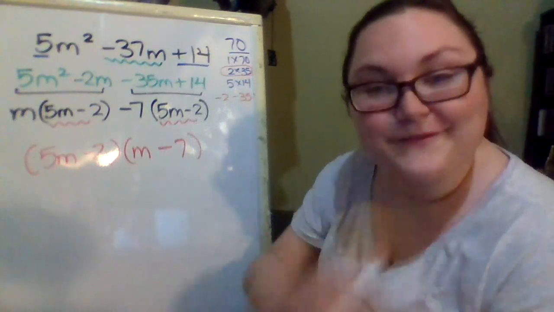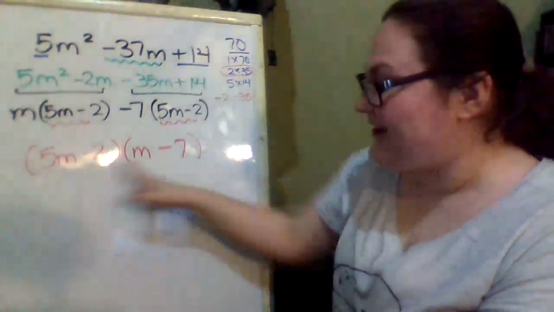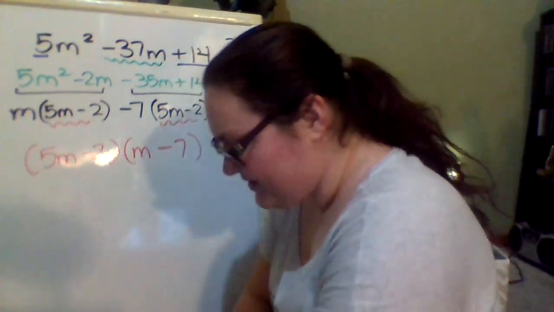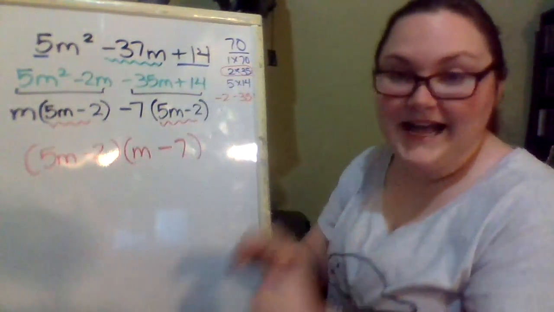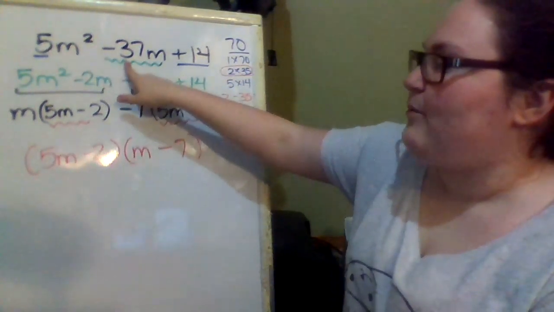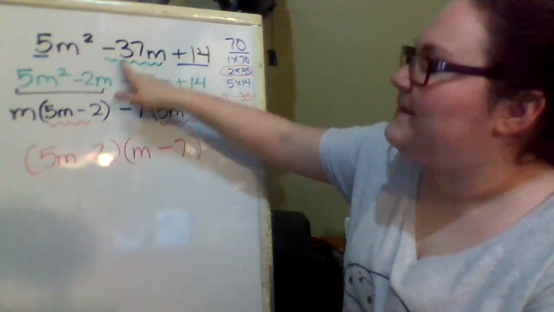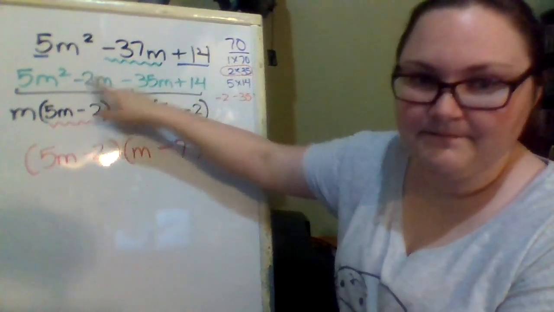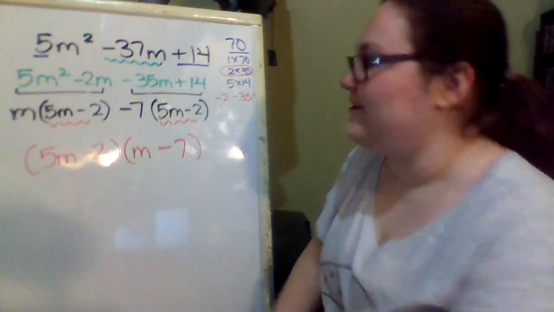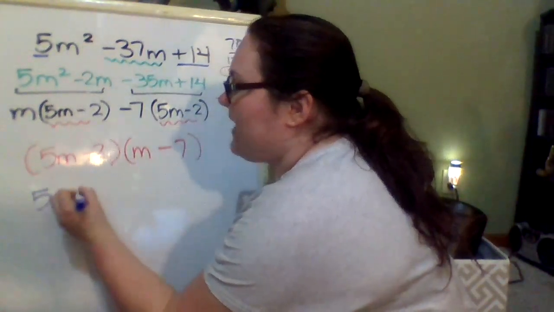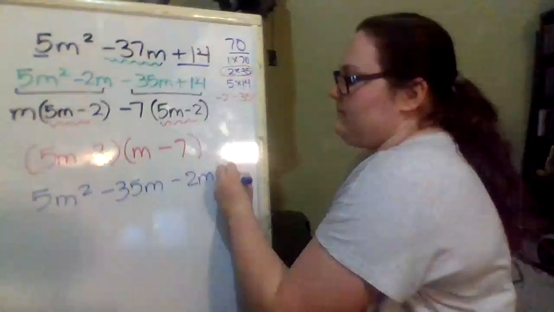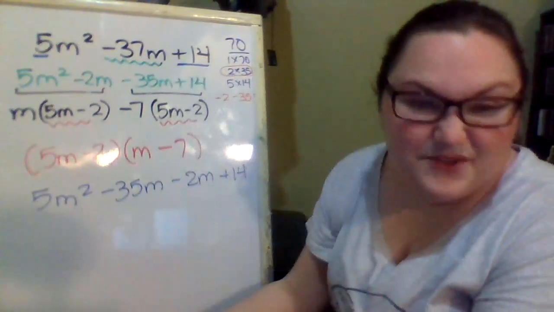Now, of course, I would recommend if you were doing this on your own at home, you would want to check all of this, multiply it out, make sure it gives you what we started with. Instead, though, I want to use this time to answer a question I've gotten before in the past. When we went to rewrite that negative 37m, I chose to write negative 2m and then negative 35m. And the question I've got, which I think is a really good question, is could you write negative 35m minus 2m and then your plus 14? Is that going to give you the same answer?